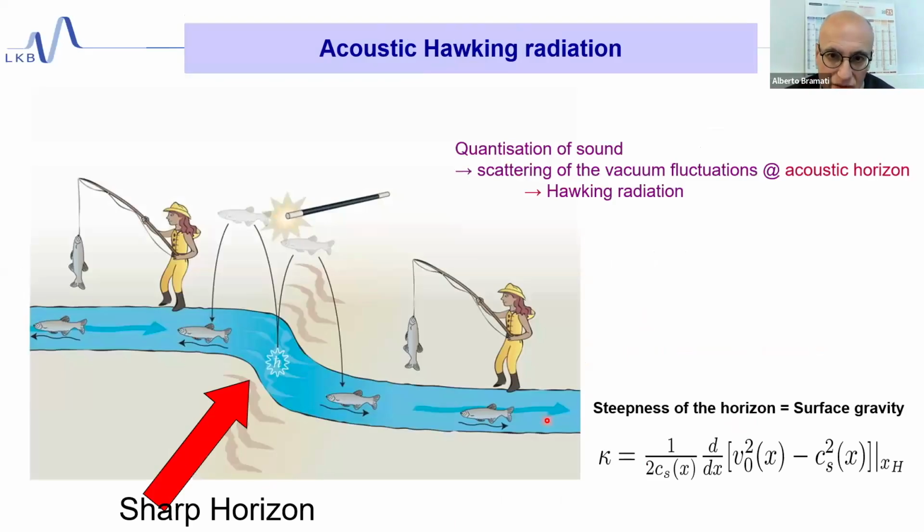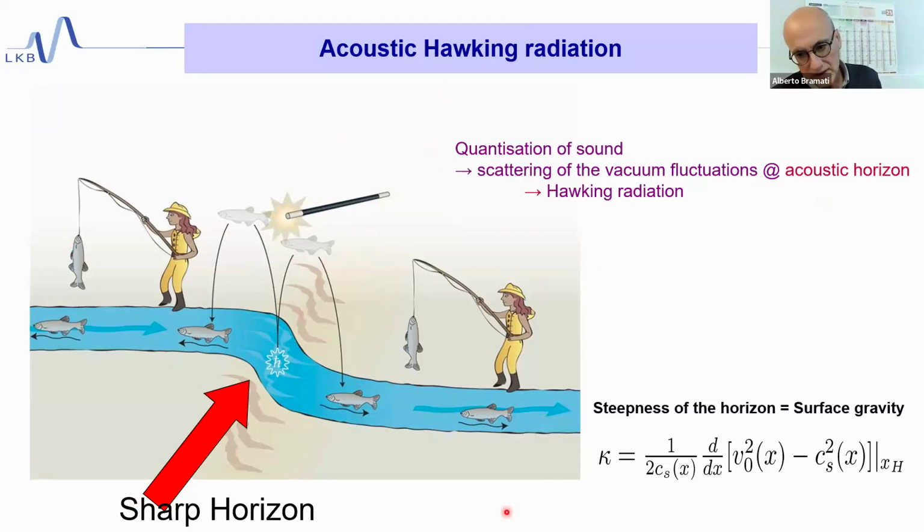Then the quantization of the acoustic field, sound inside the fluid, the quantum treatment of the sound, shows that the vacuum fluctuation can be scattered at the horizon, at the acoustic horizon, giving rise to the Hawking radiation that can be detected on both sides of the horizon.